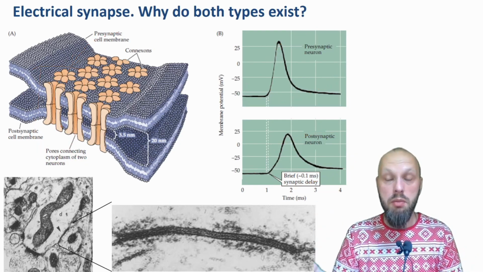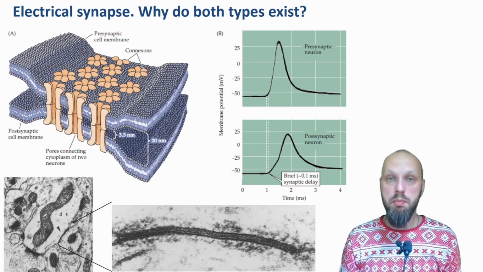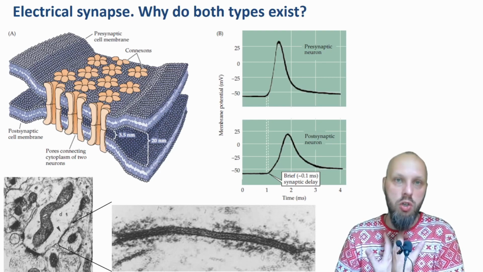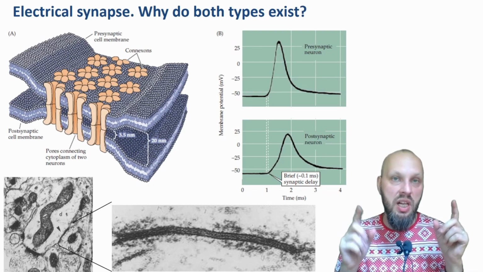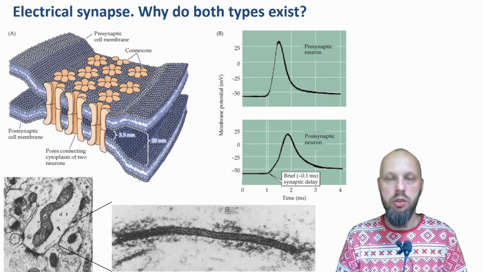So electrical synapses do exist. Why do we use these pesky chemical synapses then? Why are the majority of our synapses chemical? Why are electrical synapses relatively rare? What's cool about chemical synapses?